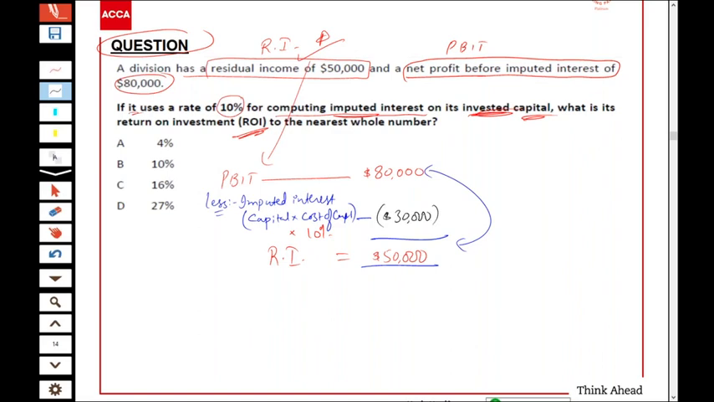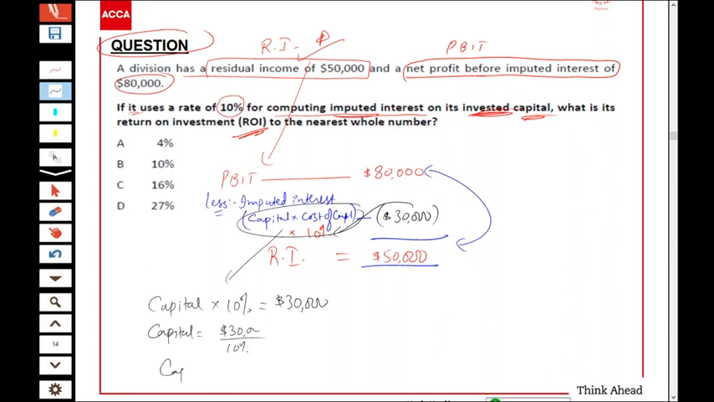So if I divide 30,000 by 10%, that is, here capital multiplied by 10% is equal to $30,000. So capital will be calculated as 30,000 divided by 10%, and the capital would be 300,000.